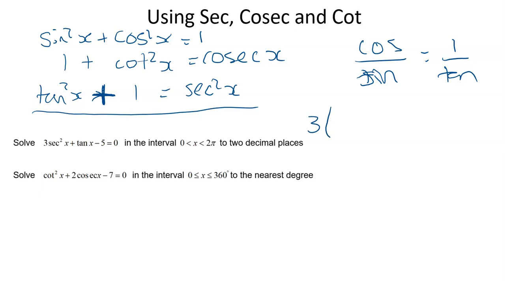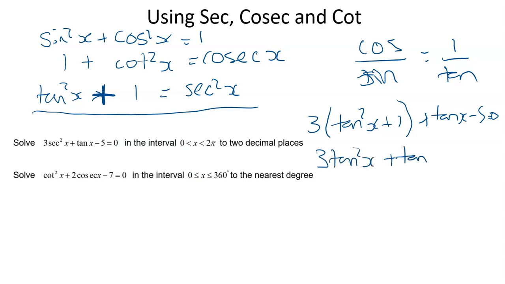So 3 bracket tan squared x plus 1 plus tan x minus 5 equals 0. And hopefully what you can see there is that this is a quadratic with tan in it. We've got 3 tan squared x plus tan x. We've got 3 minus 5, so minus 2 equals 0. And now we can solve this as a quadratic first and then trigonometry.